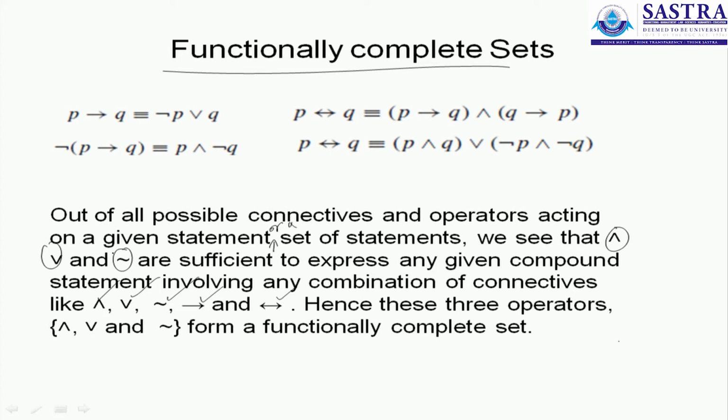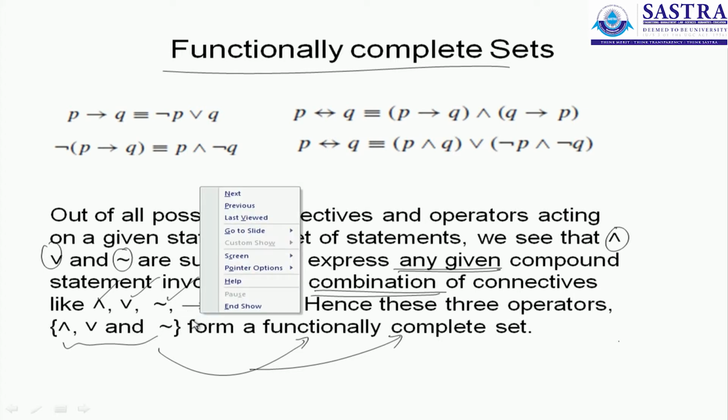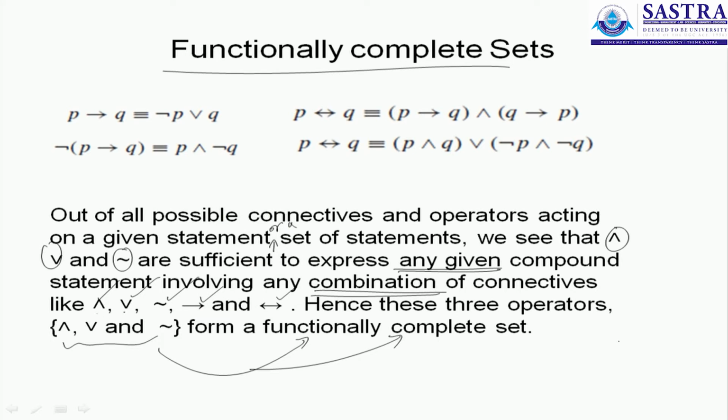These 3 are sufficient to express any given compound statement involving any combination of connectives given by these 5. And therefore, these 3 together will form a functionally complete set. And if you paid attention to the previous class, you will know that this is right. Because in the last class, we saw that a conditional can always be expressed either using a conjunction or using a disjunction. We saw that. And any biconditional can also be expressed as a conditional.